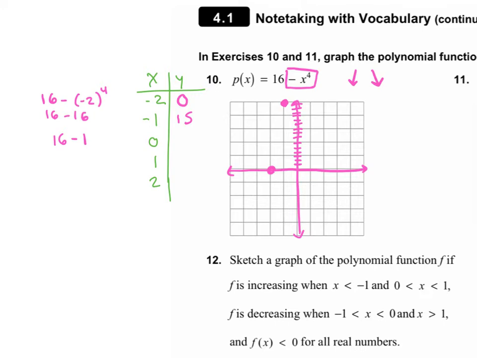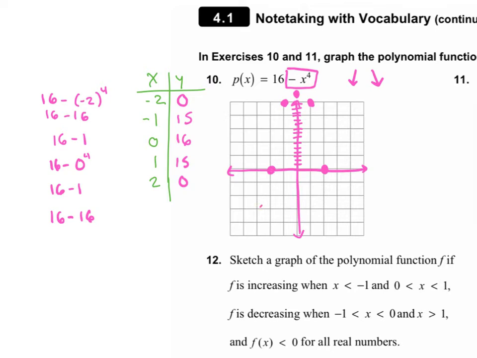Then we plug in 0. So this would be 16 minus 0 to the fourth power, which would just be 16. So our next point would be there. Then we plug in +1, so 16 minus 1, which would be 15. And then we plug in 2, so this would be 16 minus 16, which would be 0. We just have to make sure we connect our dots with a smooth curve, and our arrows are going down and down. So here, our arrows will be going down.